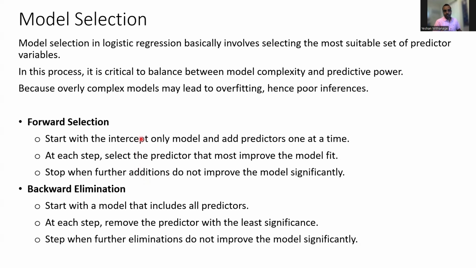The opposite approach is the backward elimination. In this approach, we start with the model that has all the predictors, and we remove one at a time that has the least significance. We stop removing variables when further elimination does not improve the model significantly.